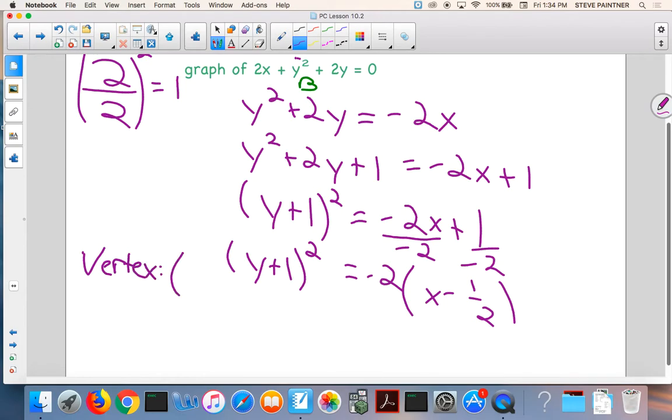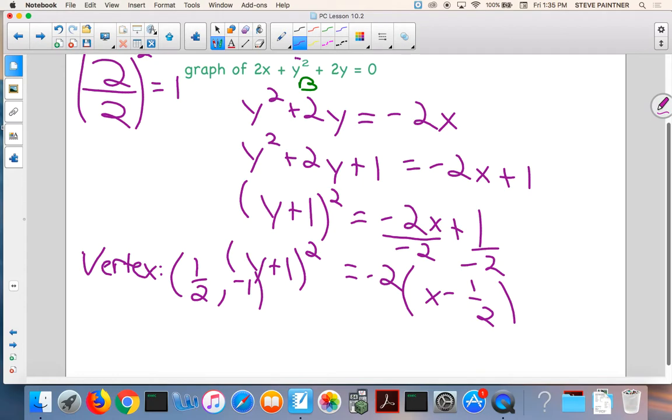What was that? Negative 1 half, 1. Close. Half, negative 1. Other way around. In our formula, it's y minus k. So if it's y minus k, then k's got to be negative 1. x is positive 1 half. That's our vertex.